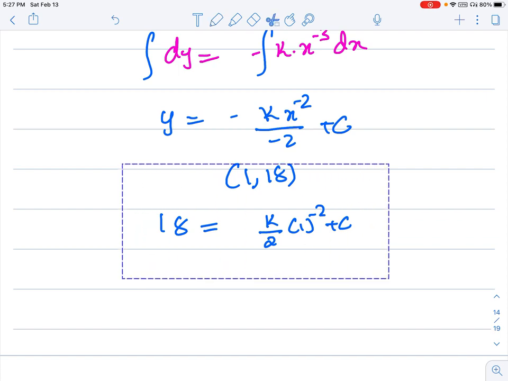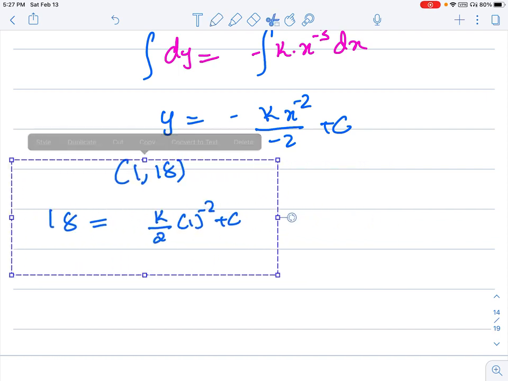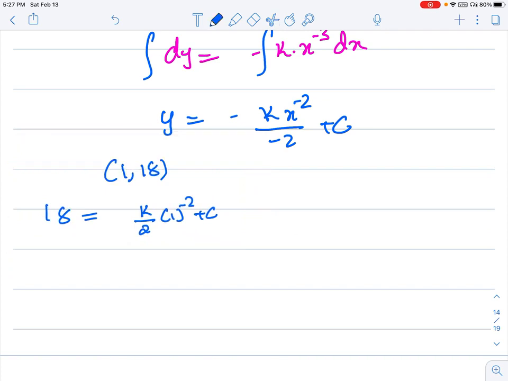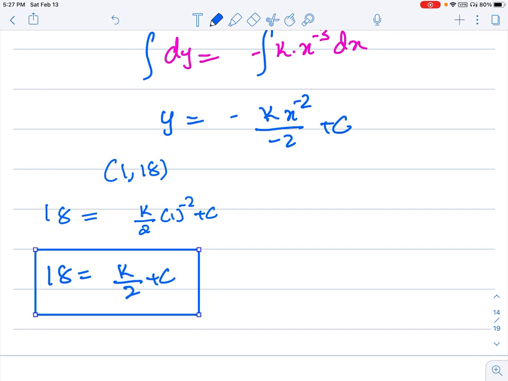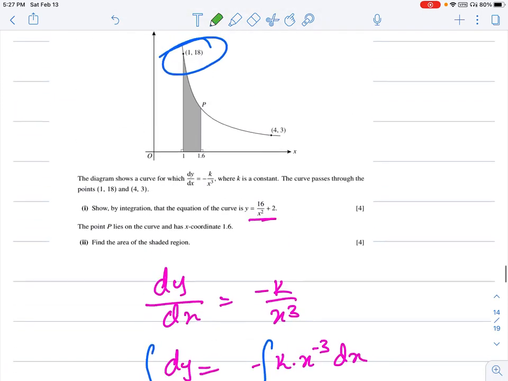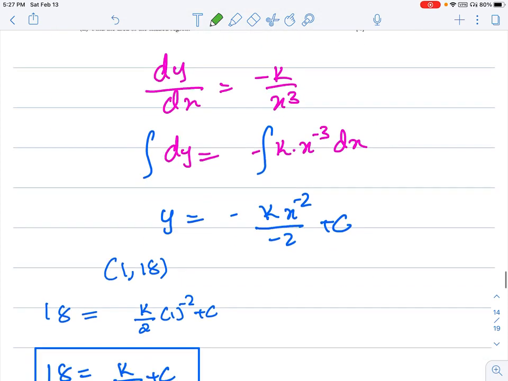So what I do, I move this one over here so I can do simultaneous. 18 is equal to k upon 2 plus c. This is one equation I got. Leave it there. Now one more point. Do we have another point on the curve? Yes, (4, 3) is another point.